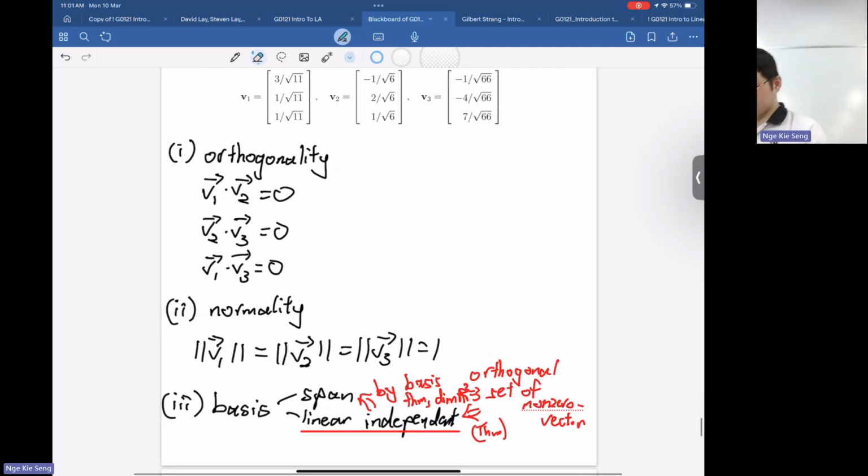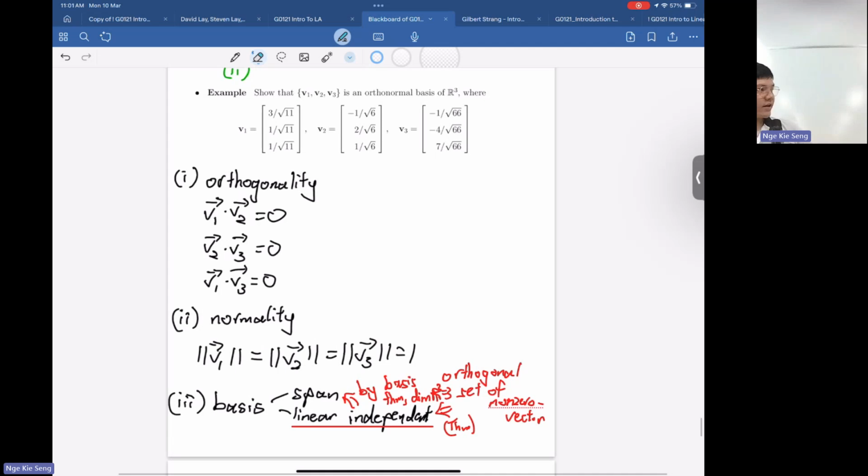Okay, I think let's start first. Given these 3 vectors here, let's check whether they're orthogonal or not. Maybe we just do it together, very simple check here.